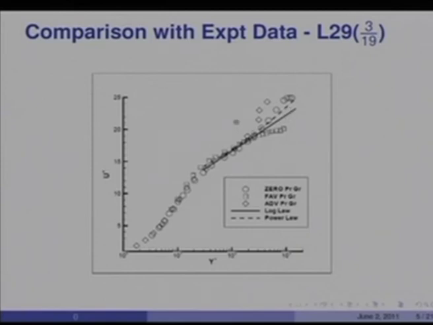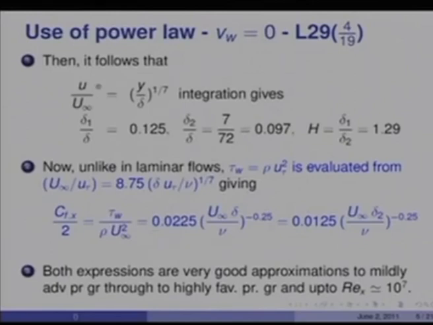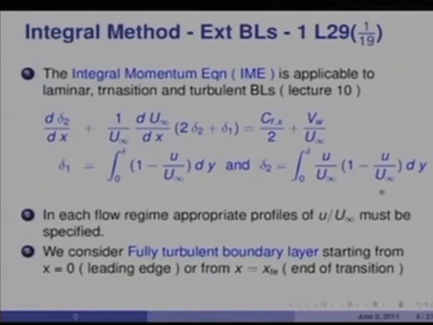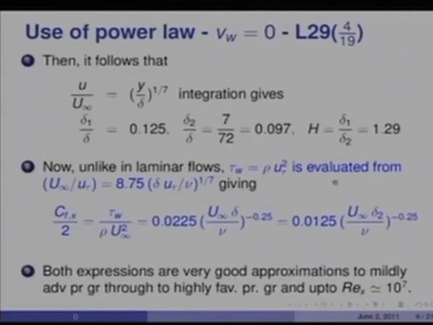What we see is that we have some confidence in use of the power law, in as much as it will not influence the calculations of delta 1 and delta 2 in spite of these little departures that you see here. Essentially, our law u+ equal to a y+ raised to b is essentially u over u infinity equal to (y by delta) raised to 1/7, and if I substitute this expression in our expressions for delta 1 and delta 2, then you get ready evaluations as shown here. Delta 1 by delta will be 1/8 or 0.125. Delta 2 by delta would be 7/72 or 0.097, and the shape factor, which is the ratio of delta 1 by delta 2, is equal to 1.29.